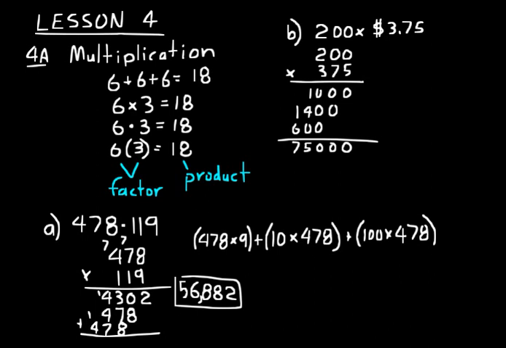75,000. But we put our decimal point back in, and it would go right here. And that's our answer. And we can put a money symbol, or a dollar sign, at the front. $750. That's what 200 times 3.75 is equal to. Don't forget that when you're multiplying with decimal numbers, you don't worry about the decimals until the end, and then you just add them back in.